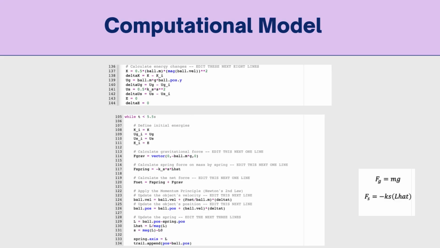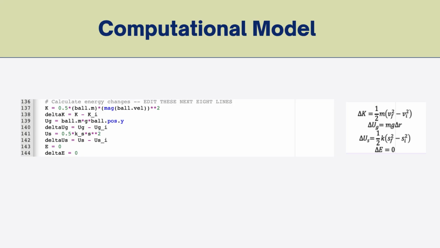In this part of the computational model, I had to find the force of gravity and then the force of the spring, which I did, as you can see in these bottom lines of code. And then in this part of the code, I mainly focused on the total kinetic energy, the total energy, gravitational energy, and then the total spring energy, which you could see in the formulas on the right. I just applied that to my code and edited it so that it could match what I needed it to.